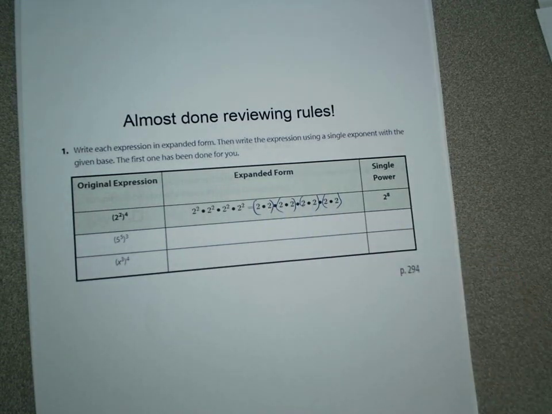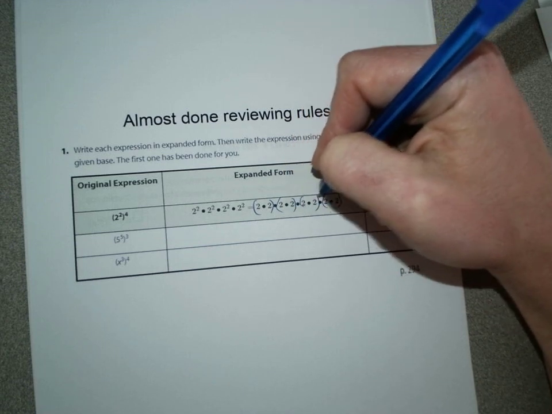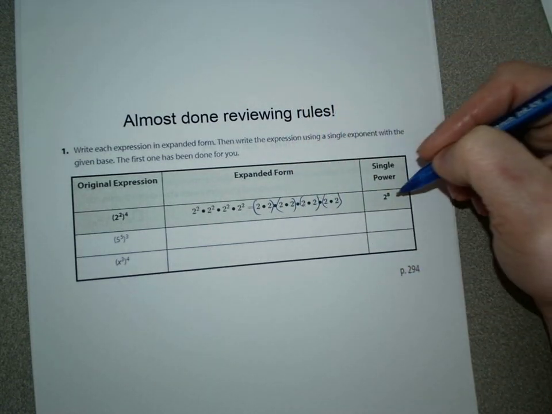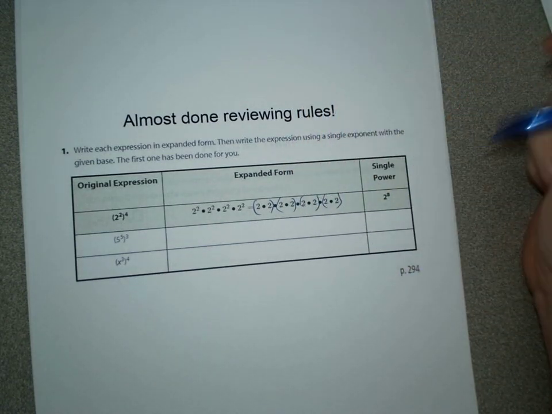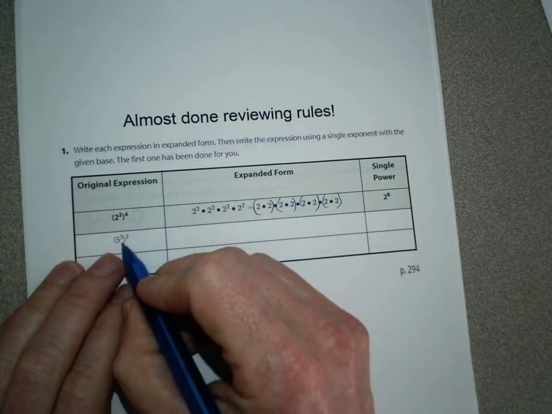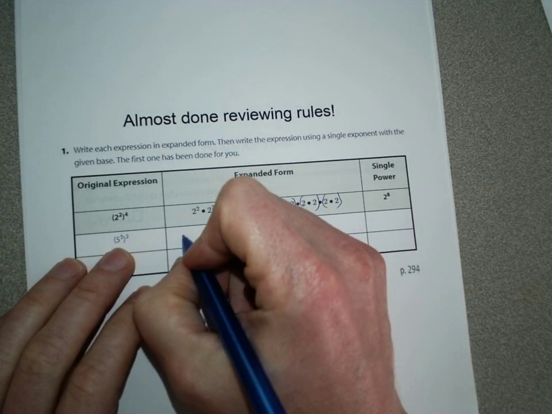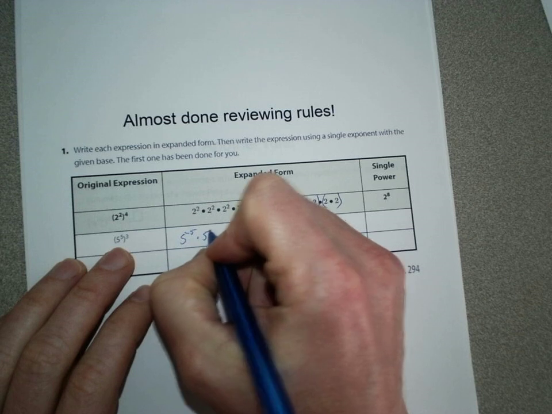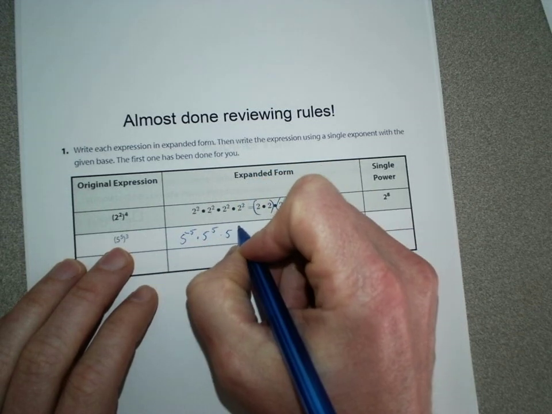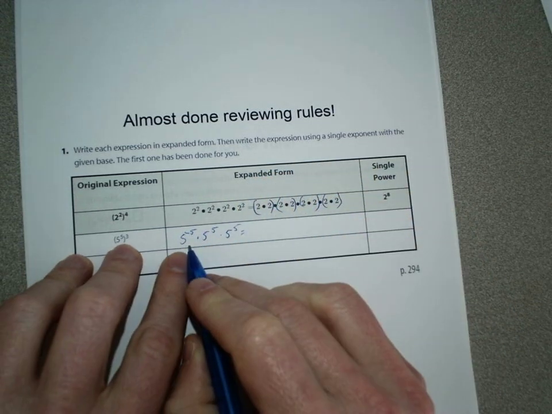And so we're just going to count how many 2's we have. We have 1, 2, 3, 4, 5, 6, 7, 8. So this is 2 to the 8th power. Same thing happens here. We have 5 to the 5th power cubed. So we have 5 to the 5th times 5 to the 5th times 5 to the 5th. And we're going to write this out all these times.